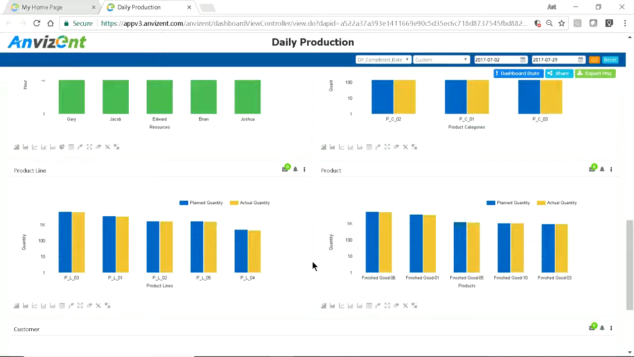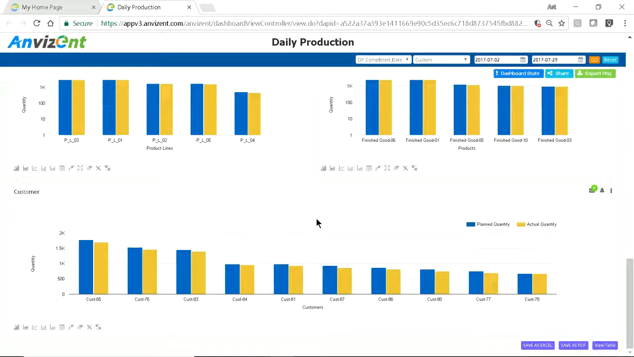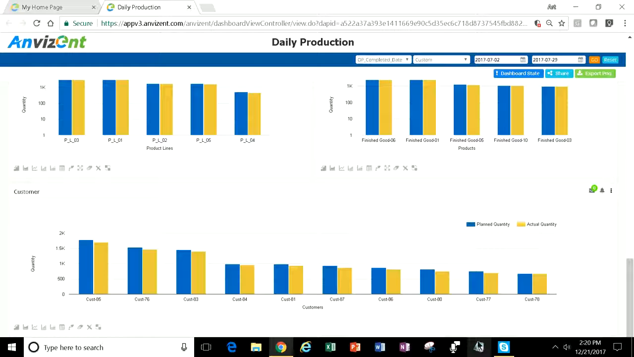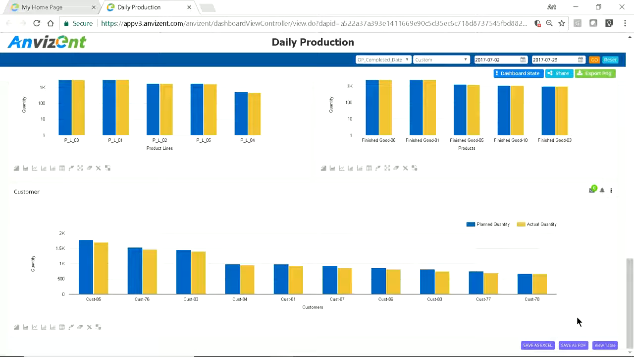The fifth row displays a Pareto chart by product line on the left and by product on the right. The last row displays a Pareto chart by customer. At the bottom of the page, there are buttons that let you save as Excel, save as a PDF, and view a table of the data that is driving the dashboards.